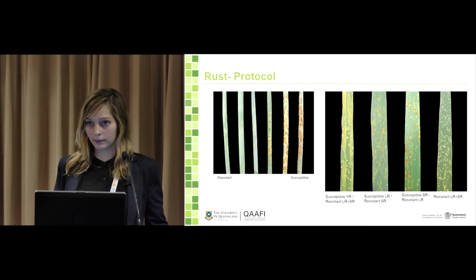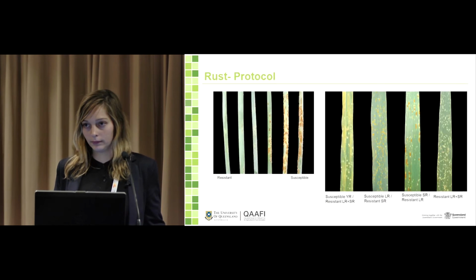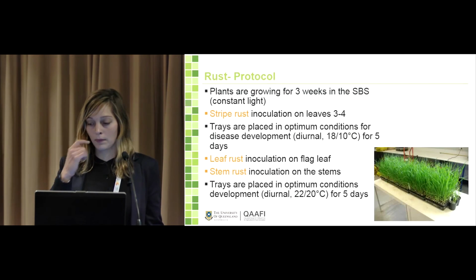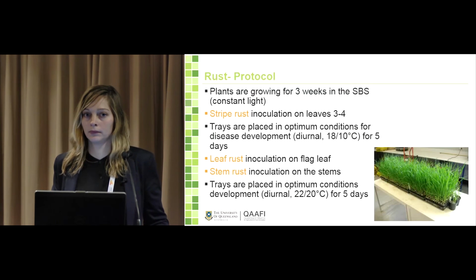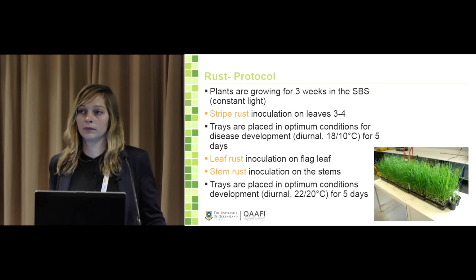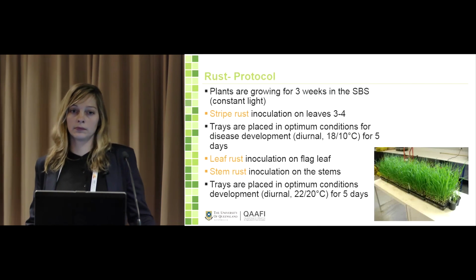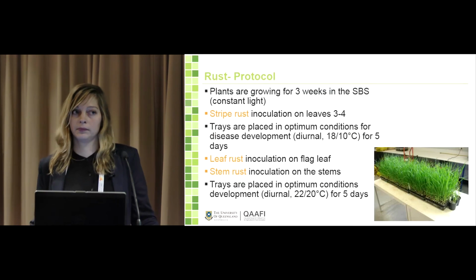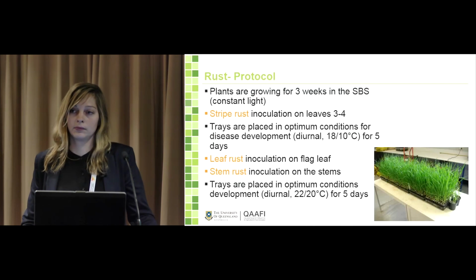What's to stop the leaf rust going on the same as the stripe? So the stripe rust goes on first, after 3 weeks of growth, and then we put them back in the speed breeding system, but with diurnal light and cool night temperature to favour stripe rust development. But then 4 or 5 days later, we inoculate with leaf and stem.